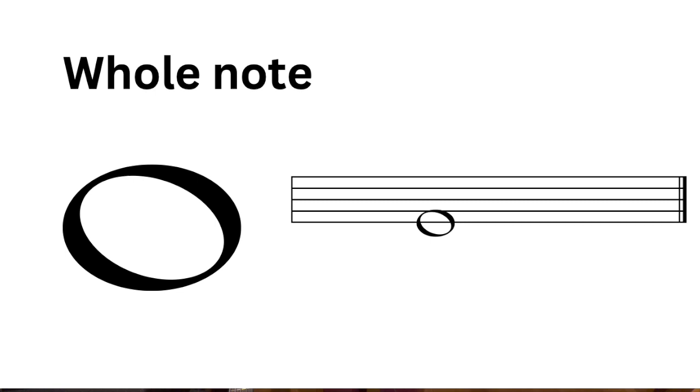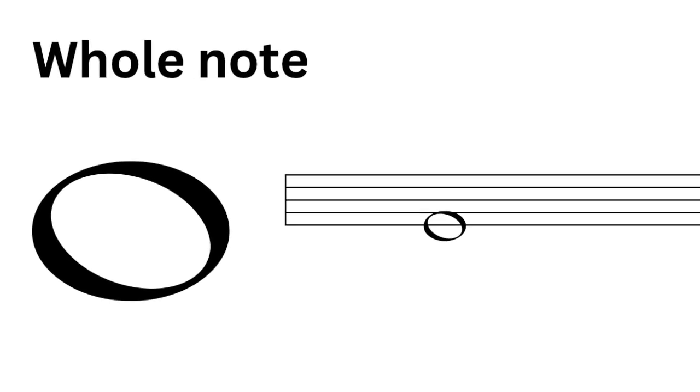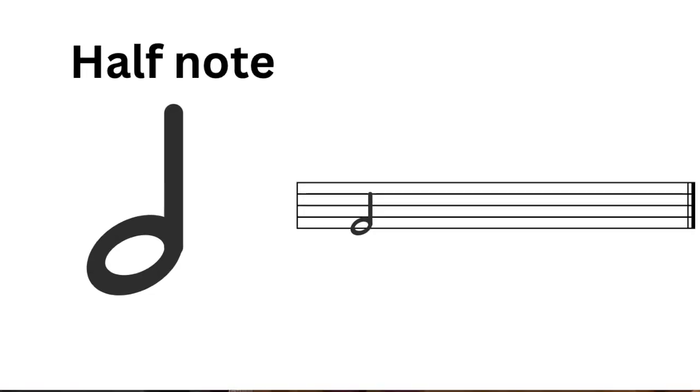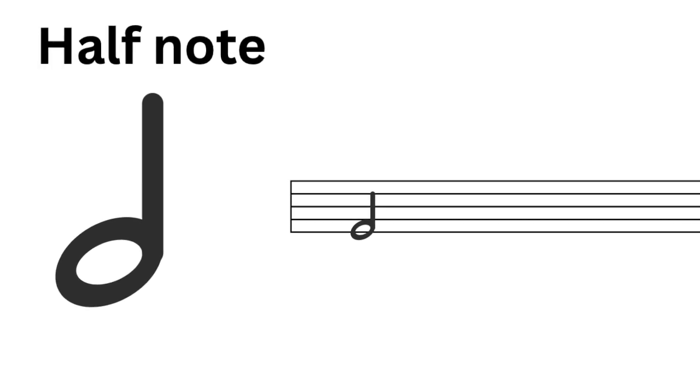So we have quarter notes and eighth notes, which implies the existence of a whole note, and we have that too. It looks like this. It's 4 quarter notes added together. We also have half notes, which look like this, and those are 2 quarter notes added together.